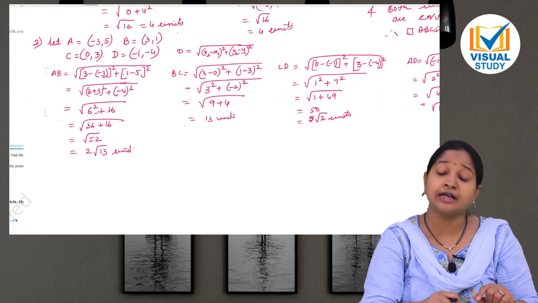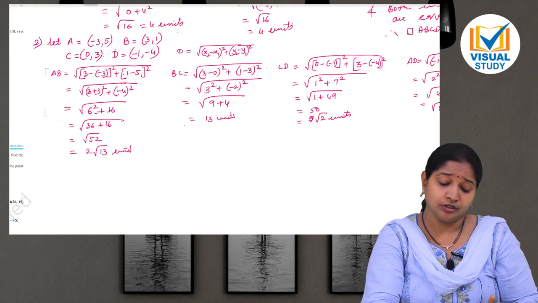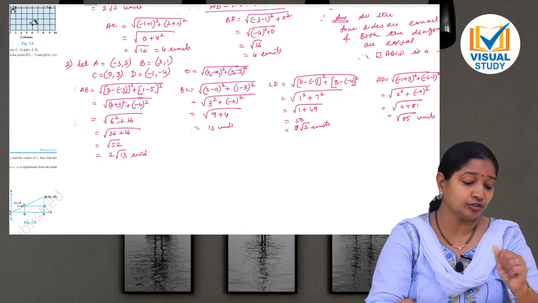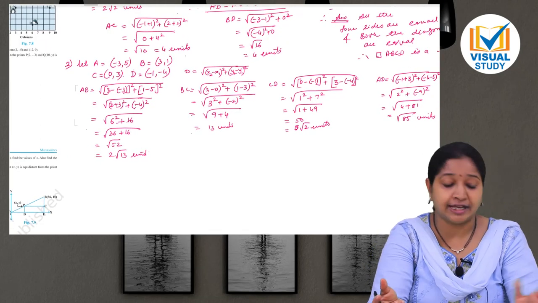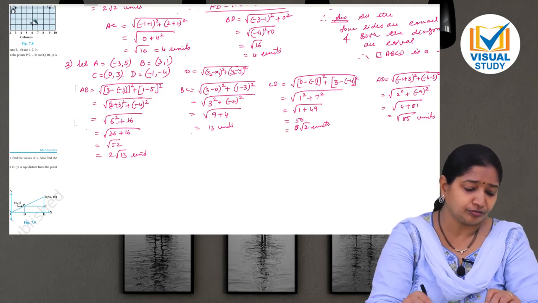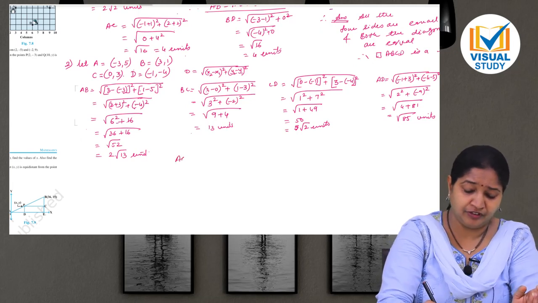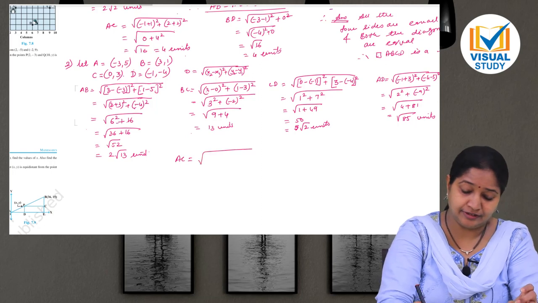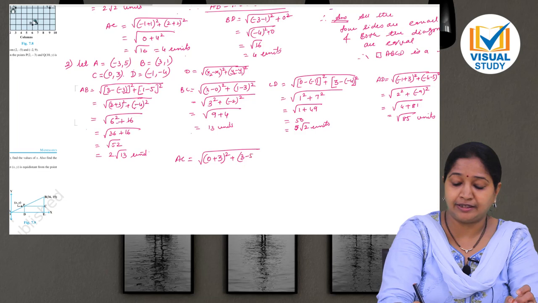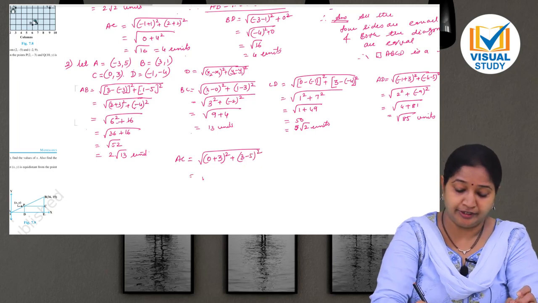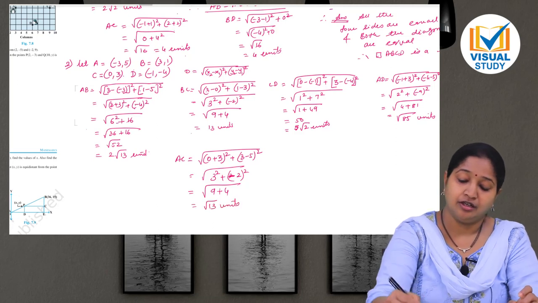All the 4 sides. Are all the 4 sides equal? No. Not all the 4 sides are equal. So now we'll see whether the diagonals are equal or not. Again, find out the diagonals. AC is 0 plus 3 whole square plus 3 minus 5 whole square. You get 3 square plus minus 2 whole square, and that is 9 plus 4, and you get root 13 units.